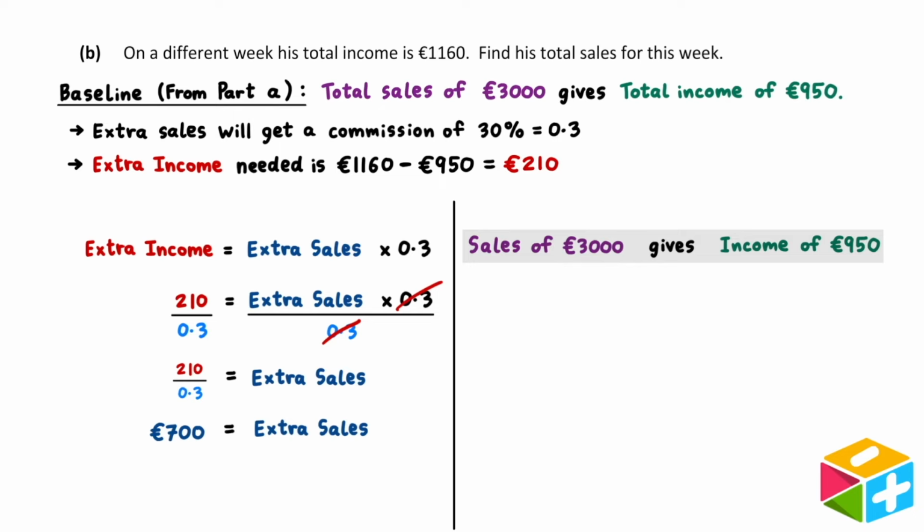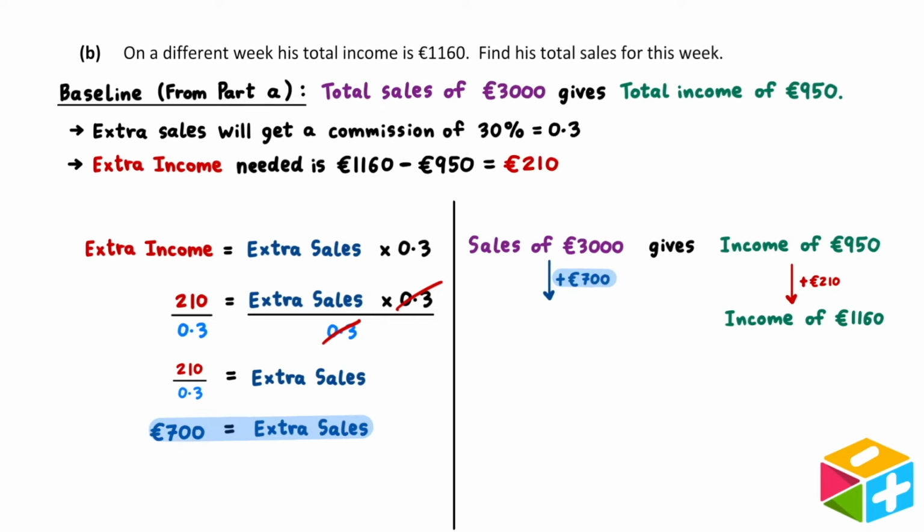Let's summarise what we've done. In part A, we saw that sales of €3,000 gave an income of €950. We needed to increase the income to €1,160, and this corresponded to an increase of €210. In order to increase our income, we would need to increase the sales. And we found that €700 in extra sales gives us the €210 extra income that we needed.